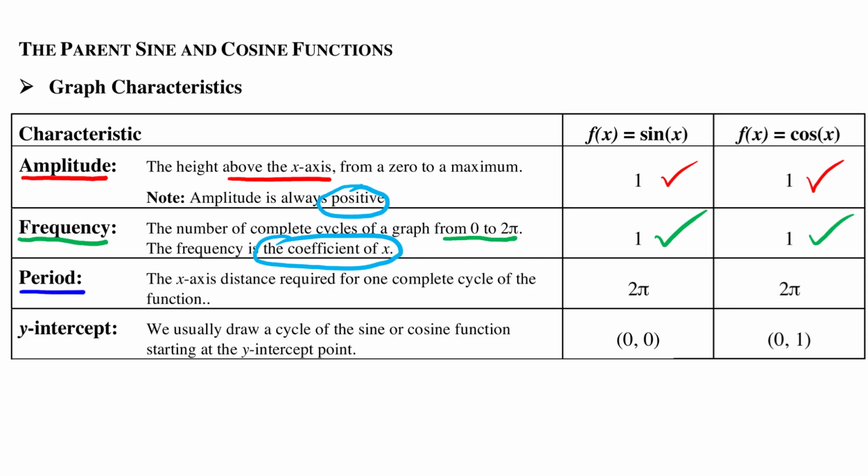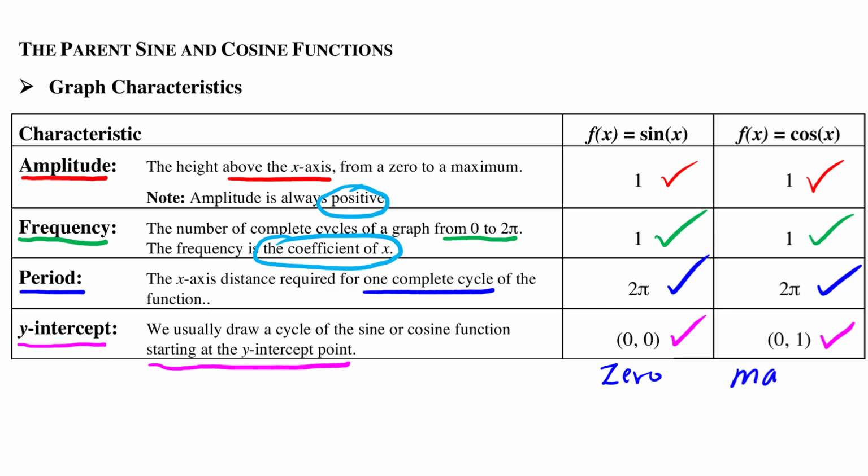We've talked about the period. It's a distance along the x-axis of one complete cycle. And for the parent functions, it's 2 pi. And the y-intercept we sometimes refer to as the starting point, though really the graph can go to the left and to the right forever, so there's no real starting point. But usually we think of the y-intercept as that. And the sine begins at a 0 at the origin, and the cosine begins at a maximum. These are for the parent functions.